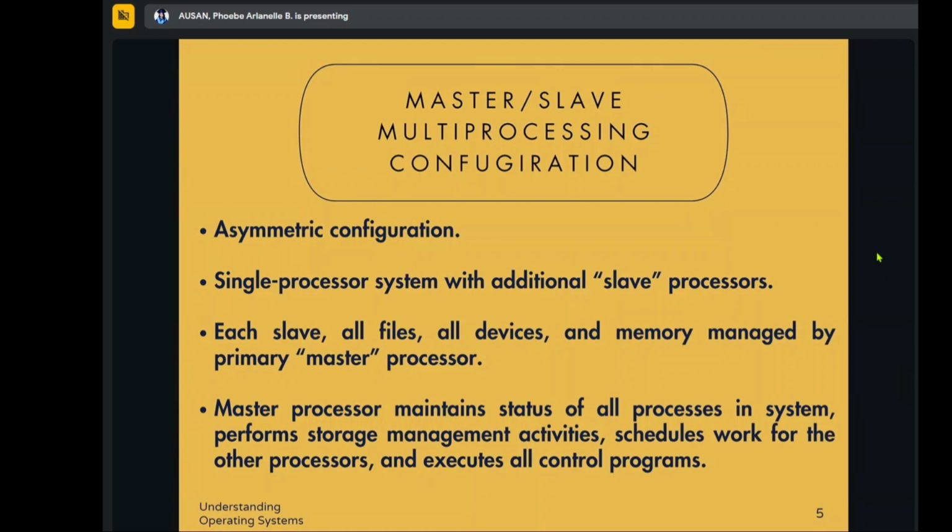Master slave configuration is a system architecture where one device or component called the master controls and coordinates the operation of one or more subordinate devices or components known as slaves. Let me give you a quick insight with a real life scenario.